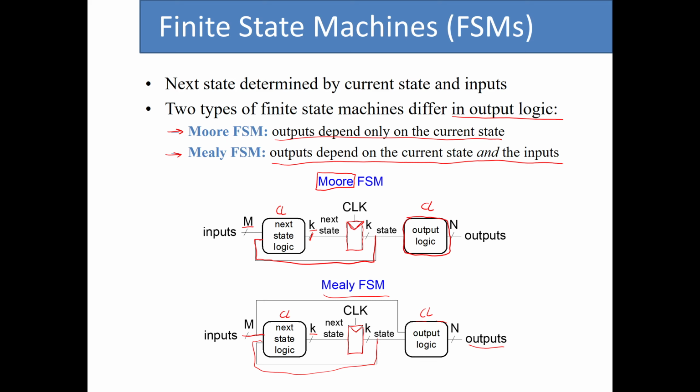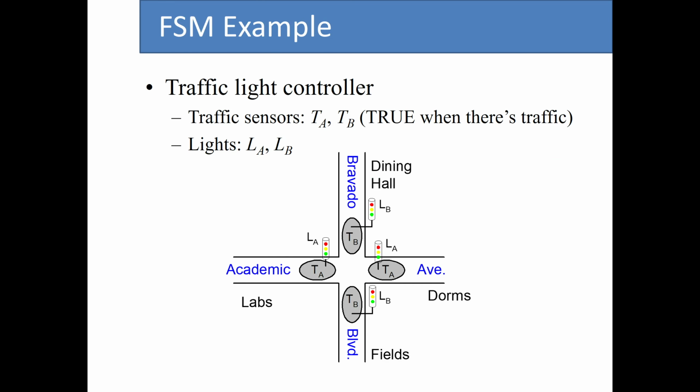When it comes to design, generally speaking, Mealy FSMs are a bit simpler than Moore FSMs. So you can think of it like this: Moore FSMs usually are more complicated or contain more elements. But we will go over more examples later on as well. So for now, I'm going to focus on the design of Moore FSMs. So let's just go over one simple example.